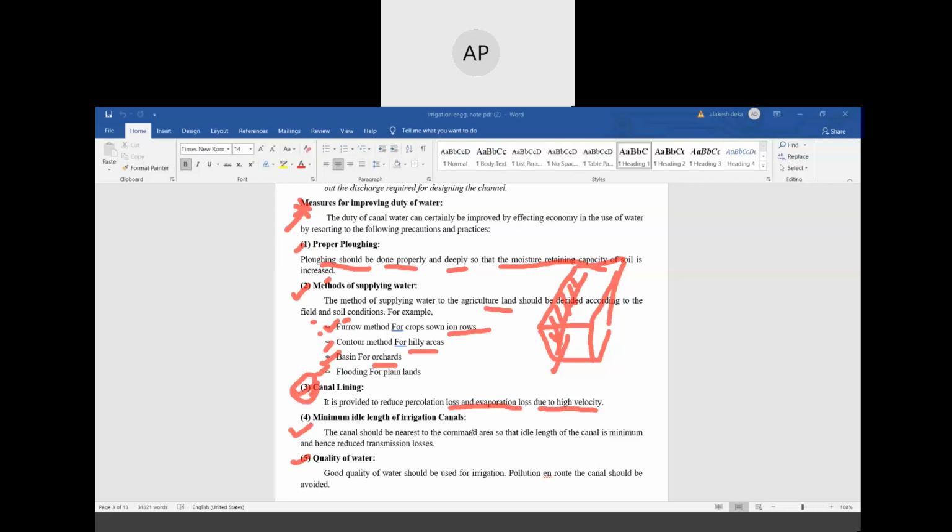Next is minimum ideal length. The canal should be nearest to the command area so that the ideal length of the canal is minimum and hence reduces transmission loss. Quantity of water: good quality of water should be used for irrigation. We cannot use polluted water. Good quality of water should be used for irrigation purposes.